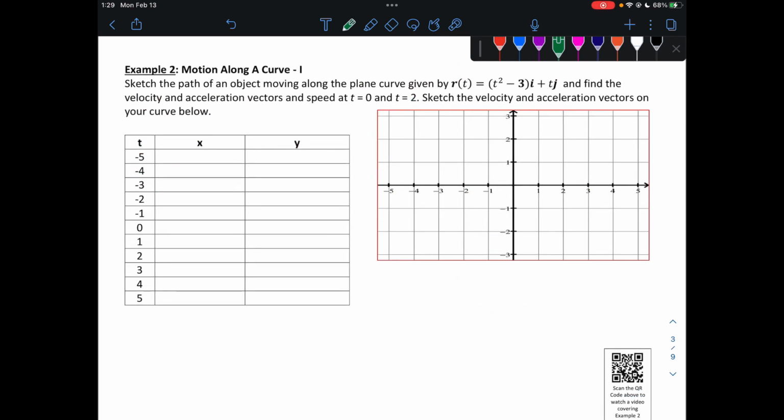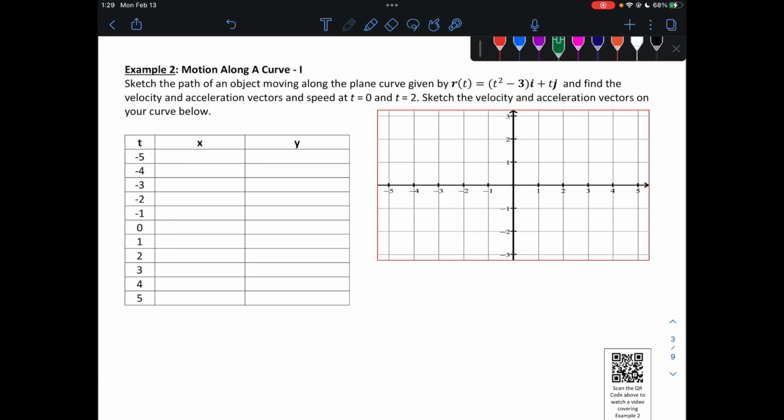Example 2, motion along a curve. Sketch the path of the object moving along the plane curve given by r of t, along with the acceleration and velocity vectors at t equals 0 and t equals 2. Sketch the velocity and acceleration vectors on the curve below. Okay, so first of all, let's just find all of our x's and y's. We'll just do this one at a time by putting all of these t values into here.